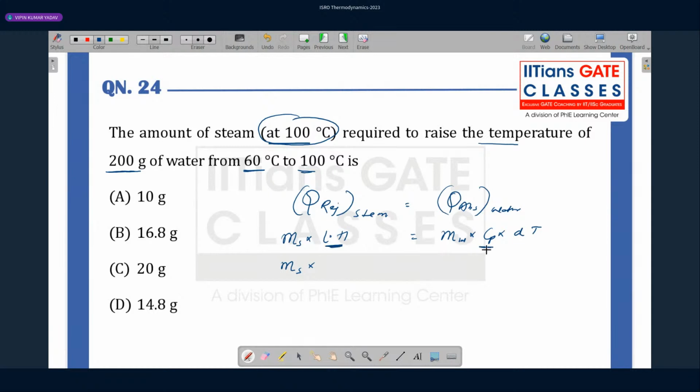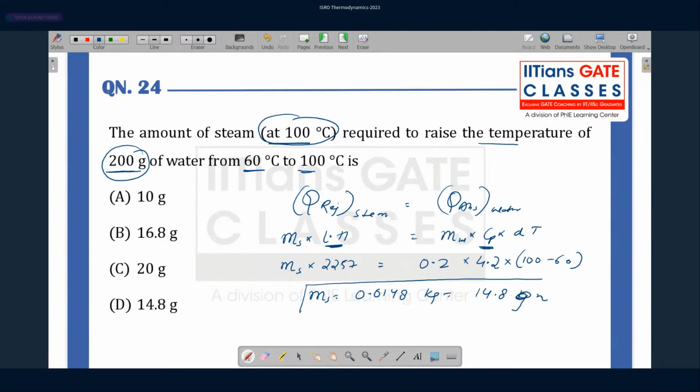These values you need to know. They have not given it. You need to know this for water. Mass of steam into 2257 is equal to mass of water, which is given, 0.2 kg, into again this value you must know, 4.18 or 4.2 kilojoule per kg Kelvin, into 100 minus 60. So mass of steam will be 0.0148 kg or 14.8 grams. Got it?